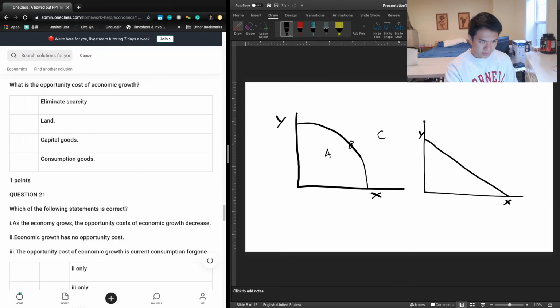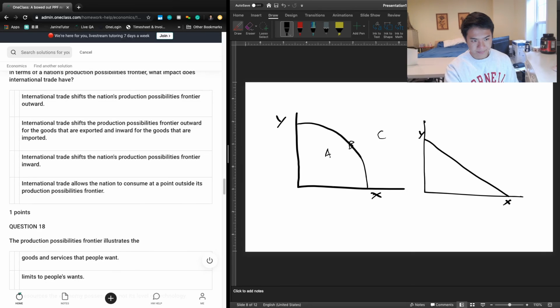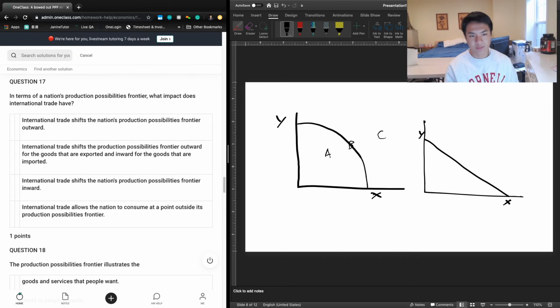All right, so let's do question 17. In terms of a nation's productive possibilities frontier, what impact does international trade have? International trade is going to allow us again to achieve a point outside this PPF, and allows us to access previously unattainable points. And so it does not shift the PPF.